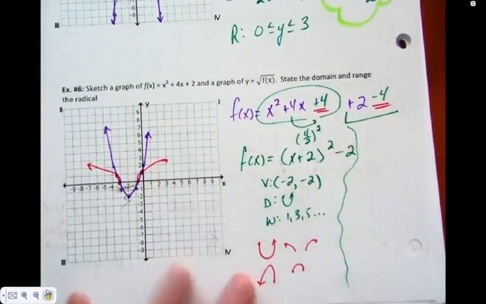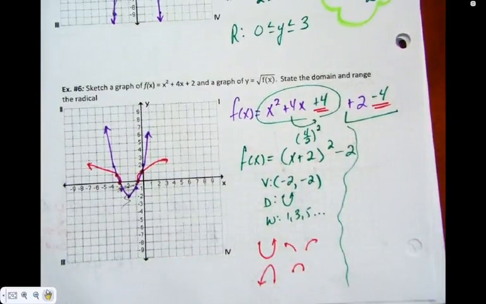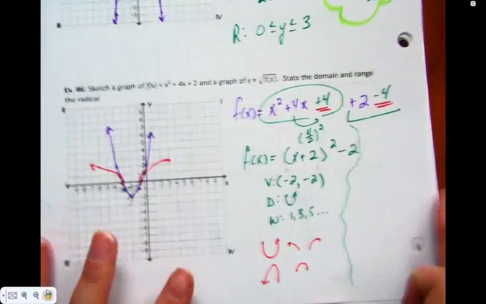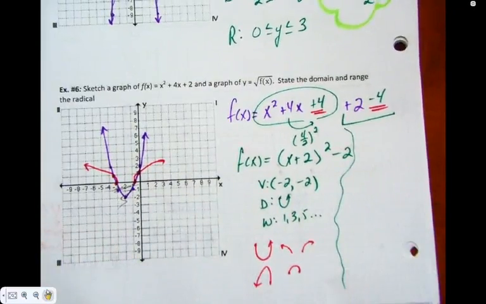Domain. What do we need to do in order to find the domain? We need to find the x-intercepts. Again, ish doesn't work with this. How do we solve a quadratic? Completing the square? Factor? Quadratic formula? Square roots? Yeah, and graphing. Good job.